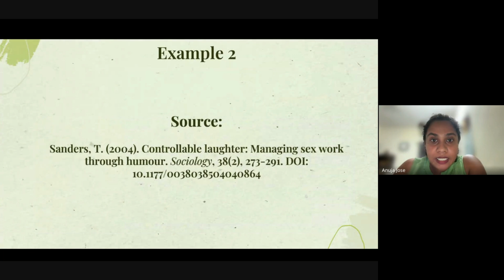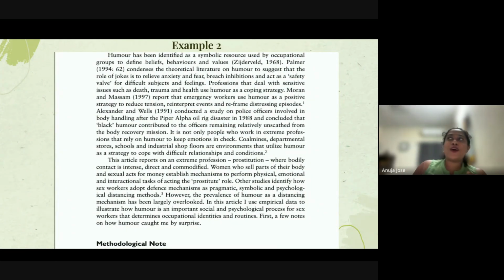Okay. The second example is taken from an article that was written almost 10 years back. This author talks about controllable laughter, managing sex work through humor. It was a very interesting article. And I was reading this article and I found how efficiently she brings together 2 distinct themes and topics, and how she has done this research. Now here, I'm taking only an excerpt. I'm not discussing the entire article. But this excerpt that I have taken from the review of literature section, I want to bring your attention to a couple of things here.